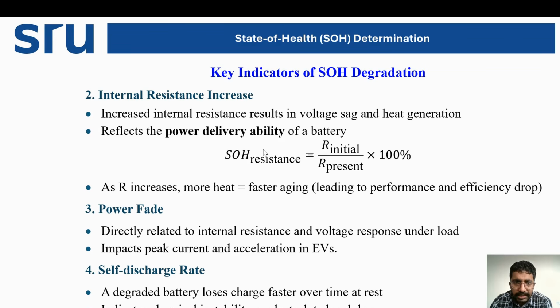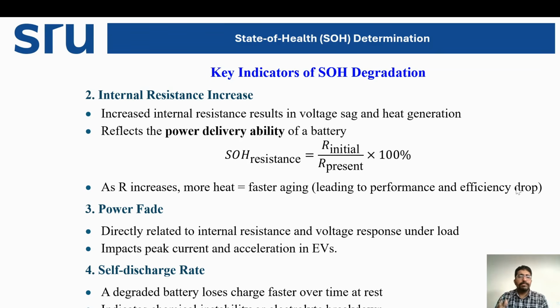It is expressed as SoH resistance, which is equal to R initial over R present, multiplied by 100. A newly purchased battery will have a lower internal resistance, so this numerator is lower compared to the increased internal resistance of the aged battery. All these things are expressed in terms of fractions. As R increases, there is more heat and faster aging, leading to a drop in performance and efficiency.